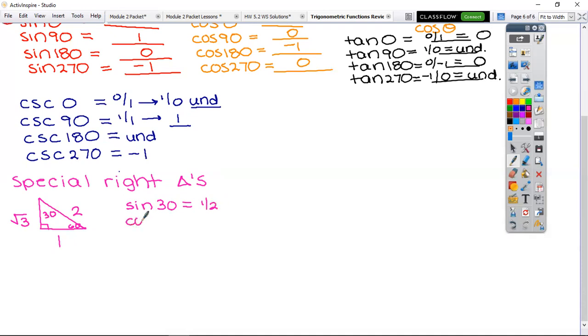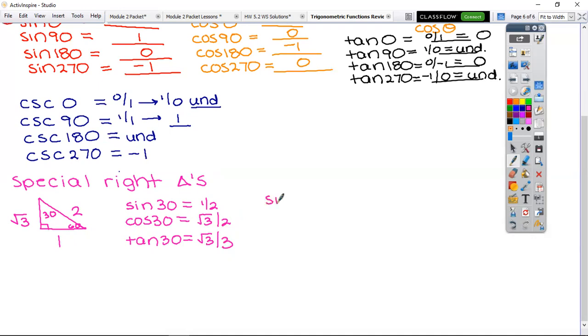The cos of 30 is equal to radical 3 over 2. And the tangent of 30 is equal to opposite over adjacent, 1 over radical 3, which rationalizes into radical 3 over 3. Now I do the next angle.